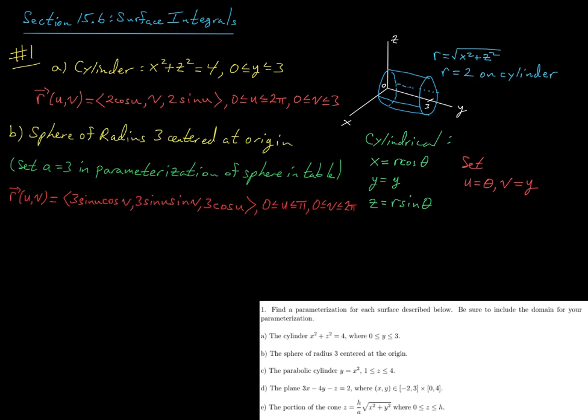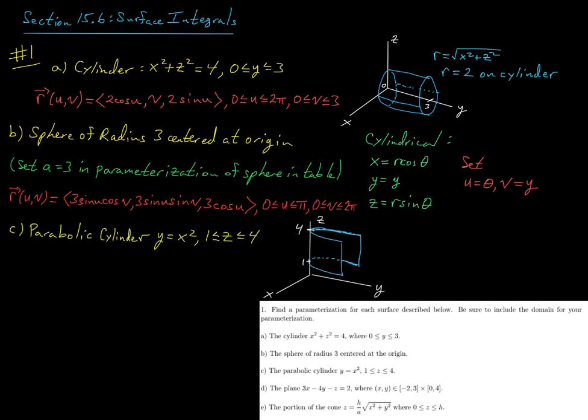So let's look at part B. Well, this one's immediate. This is the sphere of radius 3 centered at the origin. And in the last video, we parameterized spheres of radius a centered at the origin. So all we have to do is set a equal to 3 in that parameterization, and that's going to give us 3 sine u cos v, and then 3 sine u sine v, and then 3 cosine u. And u here, which is just phi in spherical coordinates, is going to vary from 0 to pi. And v, which is theta, is going to vary from 0 to 2 pi. Okay, it's not bad. How about part C?